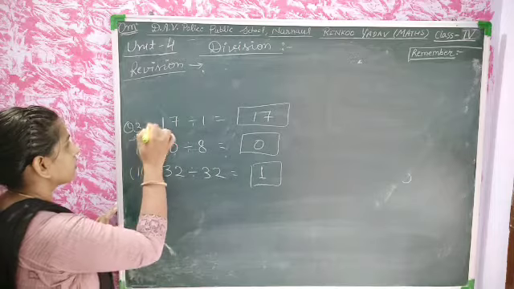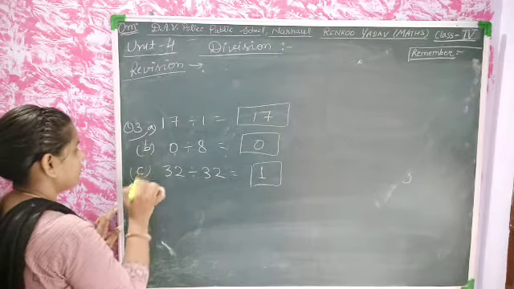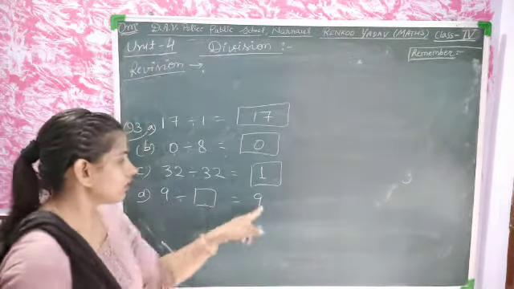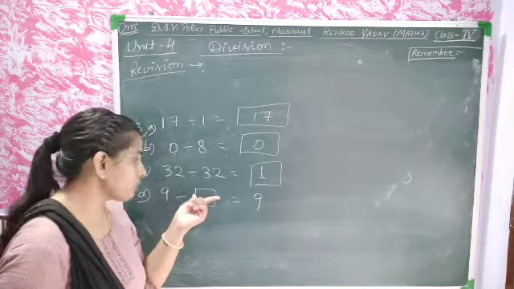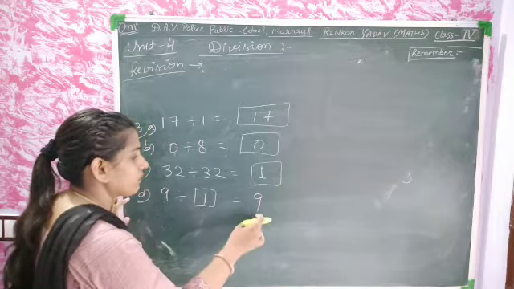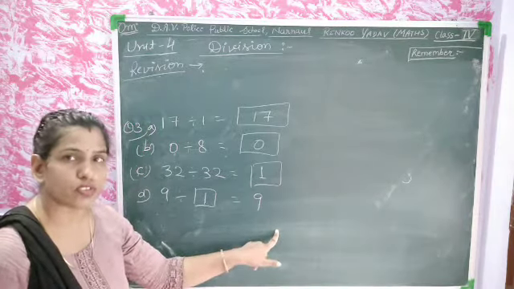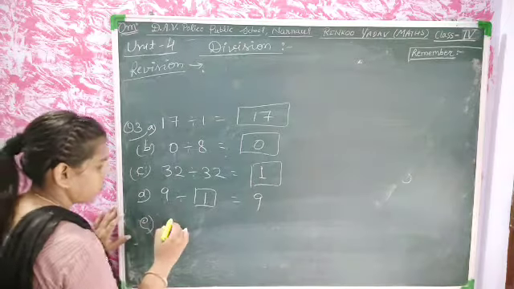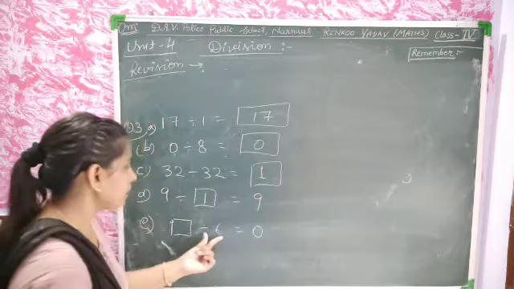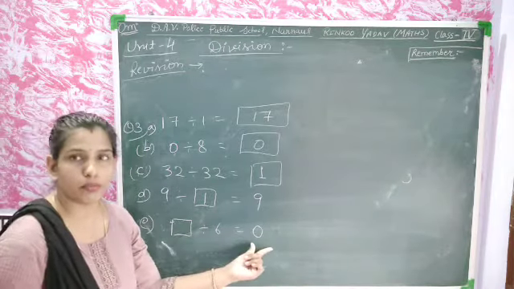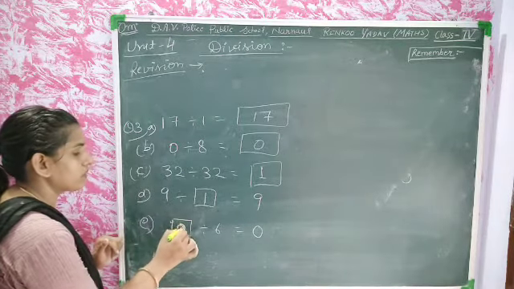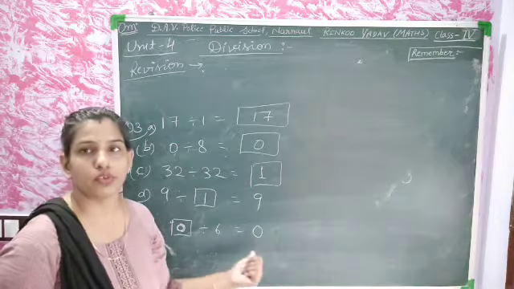And this is A, this is B, this is C, and this is D. There is 9 divided by what? We divide 9 by which number so that we get 9 itself? Yes, 1. 9 divided by 1, then the quotient is also 9. Now, E part: a number divided by 6 is equal to 6. Any number divided by 6 is 0. When the number becomes 0, 0 divided by any number becomes the number 0 here.